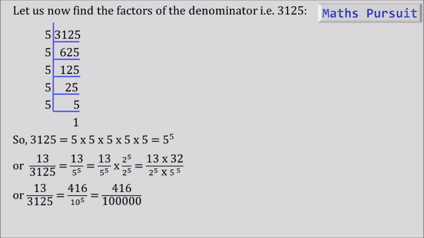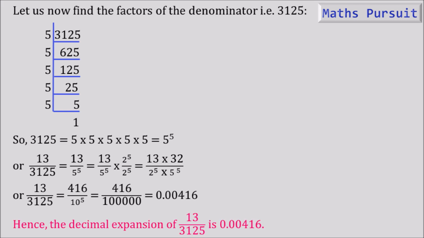Looking at this number, a person can easily tell what it could be. That is equal to 0.00416, just putting the decimal point after 5 digits, so our number is 00416. Hence the decimal expansion of 13 by 3125 is 0.00416. This is what we can easily tell.